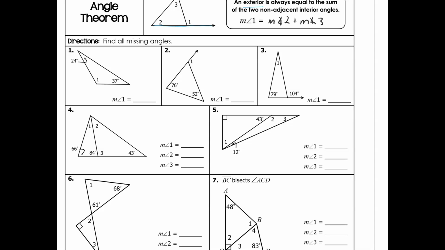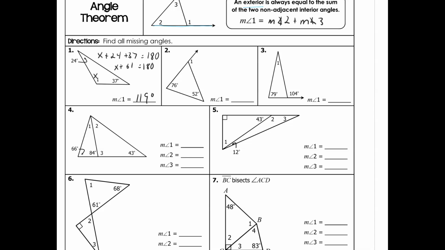So we'll call this one x, okay? We know that x plus 24 plus 37 all adds up to 180. All right, so we're going to have a calculator handy when we're doing this. We're going to add the 24 and 37. That adds up to 61. So we know that x plus 61 equals 180. Subtract 61 from 180, and you get 119 degrees.